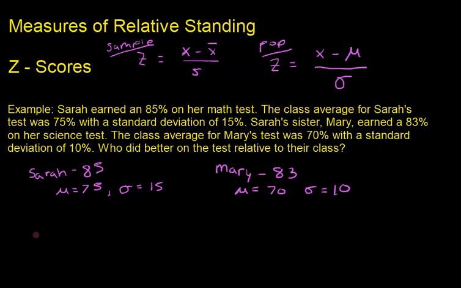For z-scores, we don't have to assume that the distribution of the class is normally distributed. I'm just going to draw the distribution looking kind of like a bell shape, but the distribution of test scores could be anything. Here in the center is 75, and Sarah scored an 85. What we want to know is how many standard deviations away from the center her score, this 85%, is.